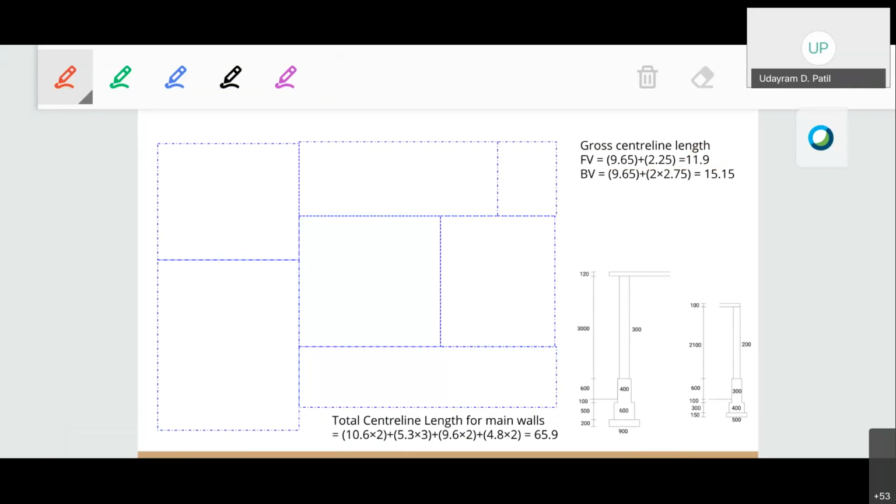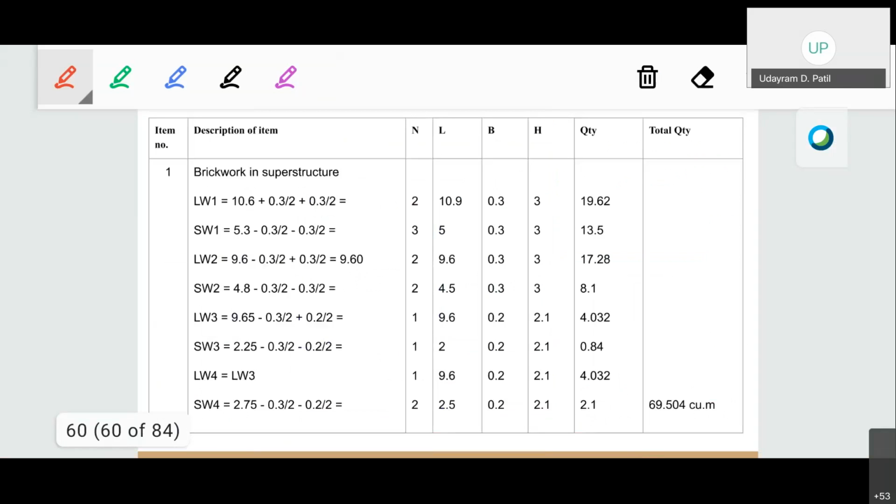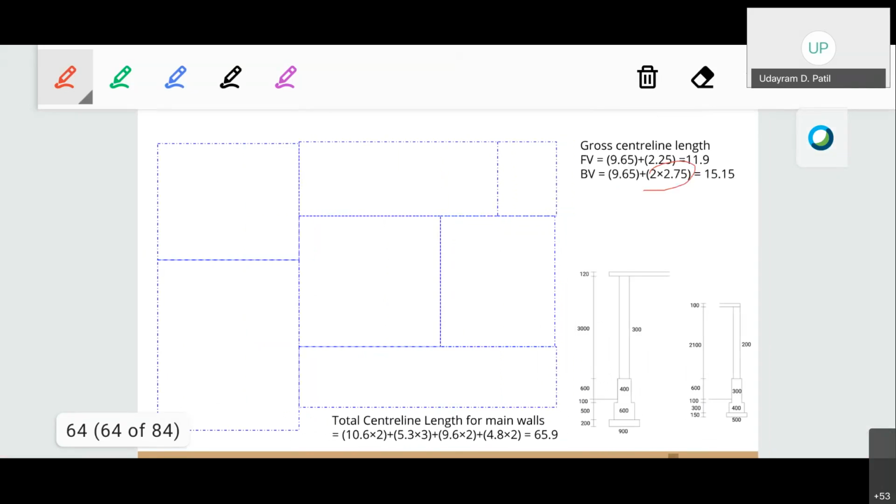Now for the back veranda, again the horizontal length will be 9.65. There are two vertical walls, therefore 2 multiplied by 2.75. We calculated that earlier as well. Here the long wall will be equal to the long wall length, and for the short wall, the center to center line distance was 2.75. There are two vertical walls here, therefore multiplying 2.75 with 2. That will give us a total center line length for the back veranda as 15.15.